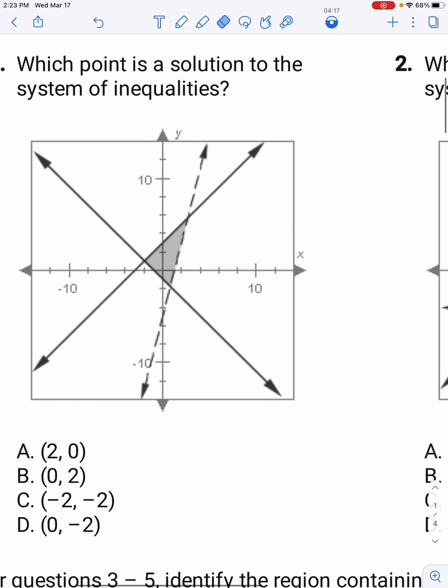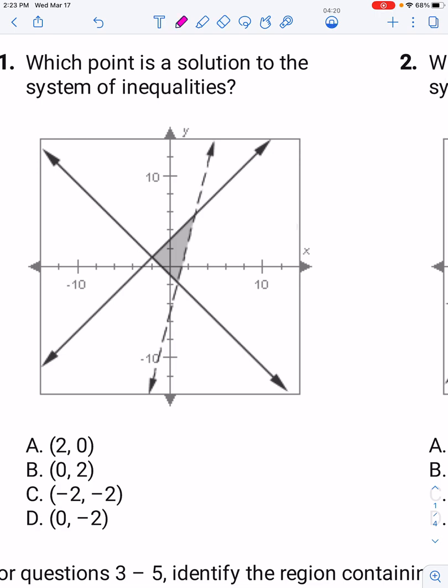So what I always do first is just plot my points. Remember, this is our x and this is our y value. So we're going to go over 2 and go up 0. So that will be your 2, 0. Then we're going to go 0, 2. I don't know if there's a point right here, if that's 3, but I'm guessing it's right here. Then we have negative 2, down 2, down negative 2. That would go here. And then 0, negative 2 here. So that would be the points. So obviously the one that's in the shaded is our B.